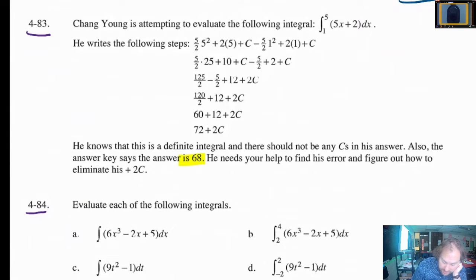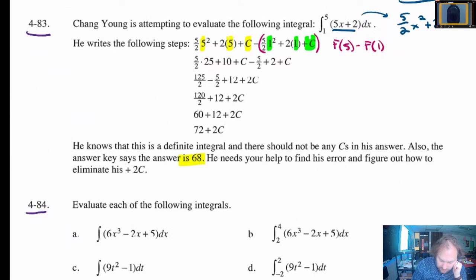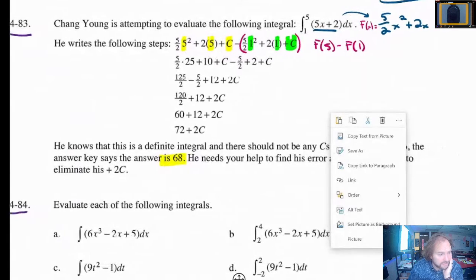If we were to do the antiderivative of 5x plus 2, we would need 5 over 2 x squared plus 2x. I see 5 over 2 x squared plus 2x plus c minus 5 over 2 times x plus 2x plus c. Oh, I see right away what happened here: he forgot to put parentheses around this. So what he did, right here I see capital F of 5 minus capital F of 1. This capital F function is the antiderivative. He took the antiderivative and plugged in 5 and plugged in 1.